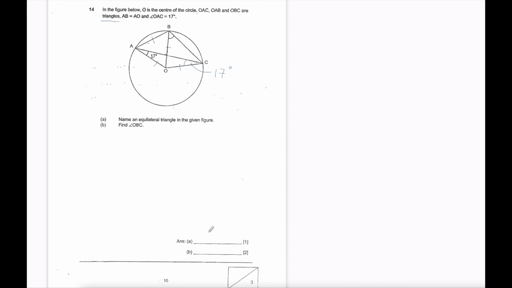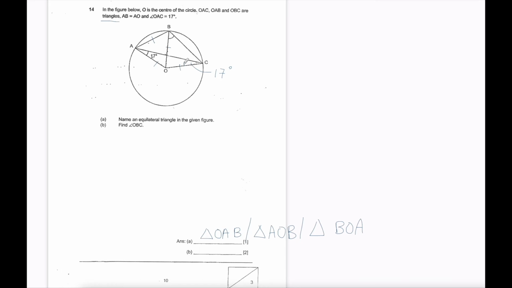So it will just be triangle OAB. You can also answer it as triangle AOB. Nothing wrong. You can also answer it as triangle BOA. Your teachers will know what you're trying to say, so you still get that 1 mark. Now we need to find out what angle OBC is. OBC is over here.